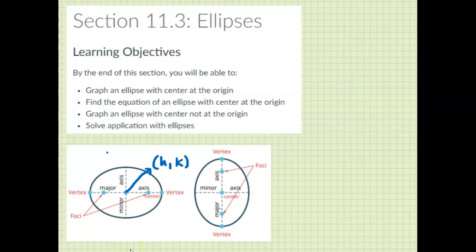The major axis is kind of your movement in the horizontal. Well, it's not. The major axis is the longer one, but from the center you move the same number of units left and right, and a different number of units up and down. You also have vertices, which are at the endpoints of your major axis, and the foci.